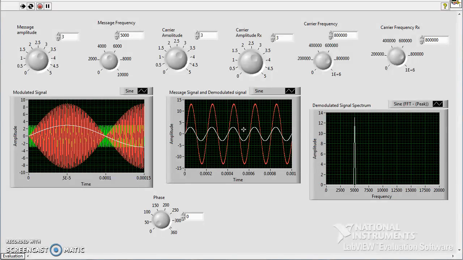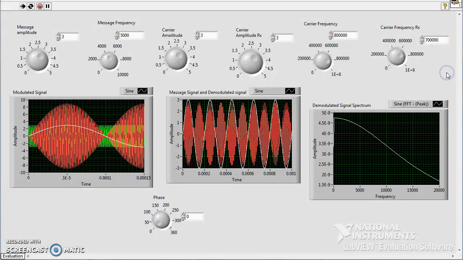Now if I change the carrier frequency at the receiver side, let me change it to 700 kilohertz. You could see that the demodulation could not be done, provided the carrier frequency at the receiver is changed. You could see that with the spectrum also. So this is termed as frequency error.